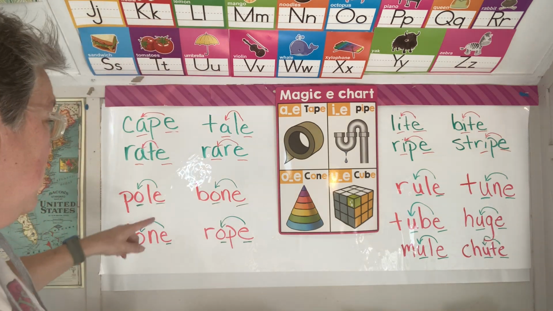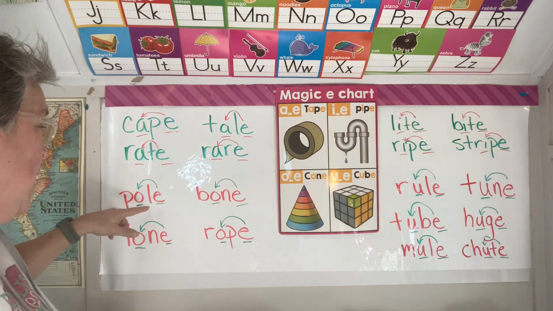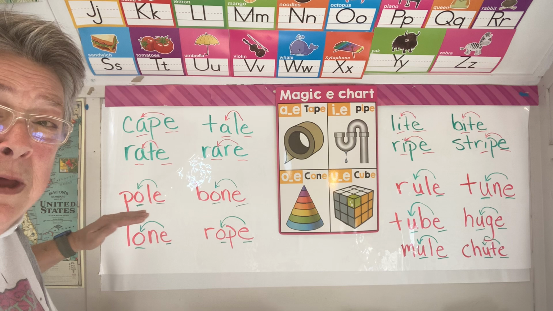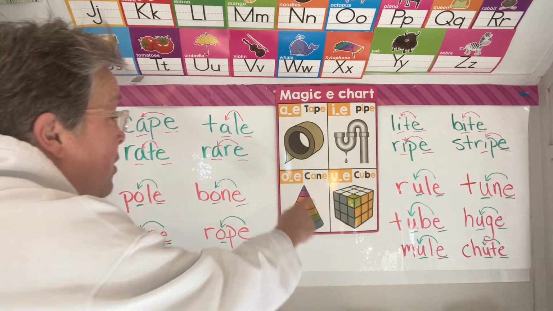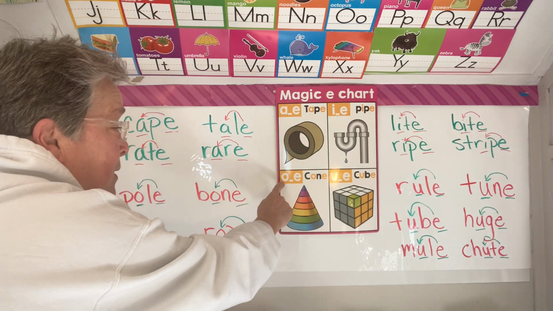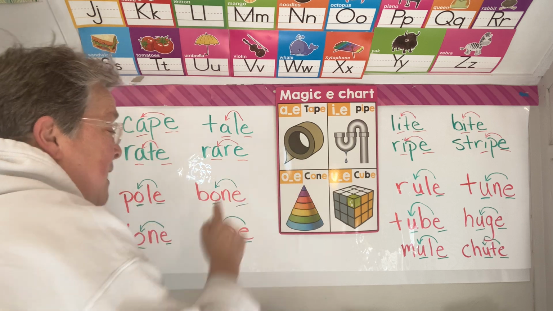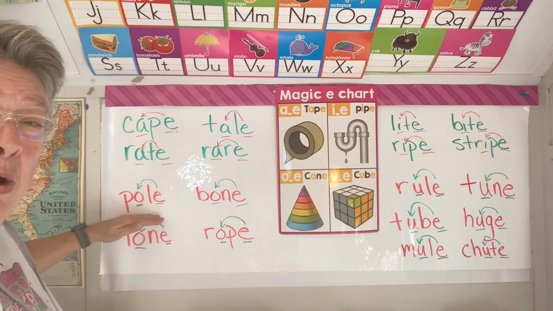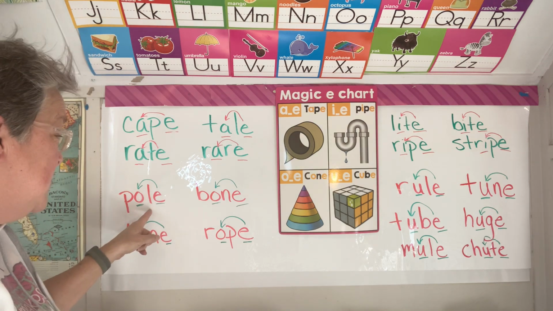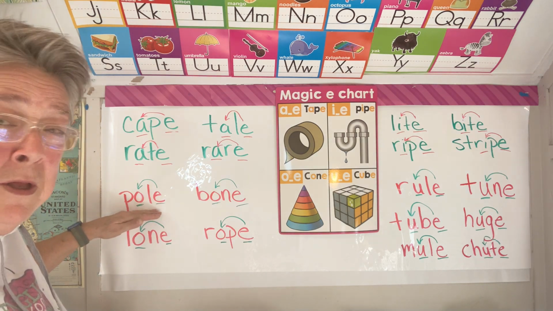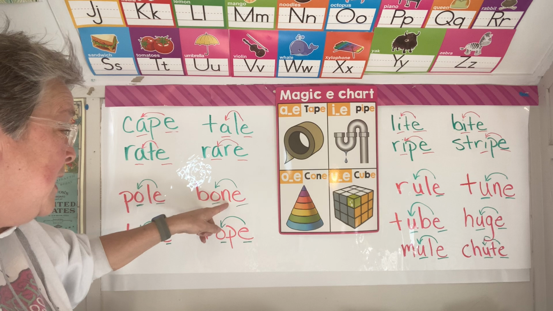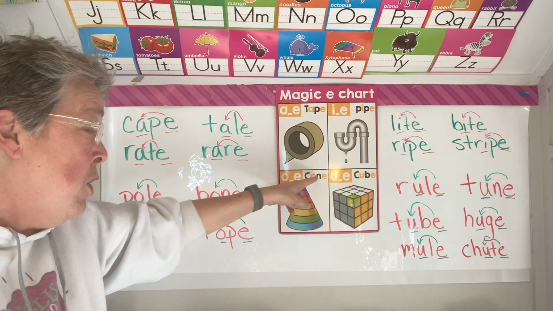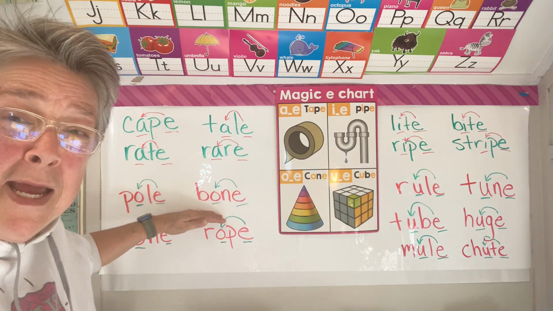Let's go down here. P-O-L-E, pole. We're going to follow the O consonant E, like in cone. We have pole. Here's the consonant L, pole. Bone, the consonant N. Put it right in there, like cone. Only this is bone. I got it.